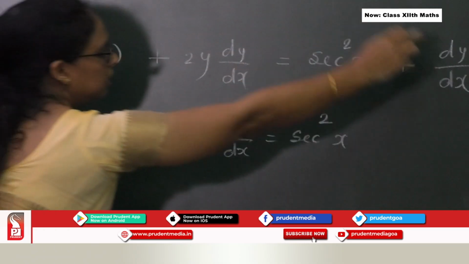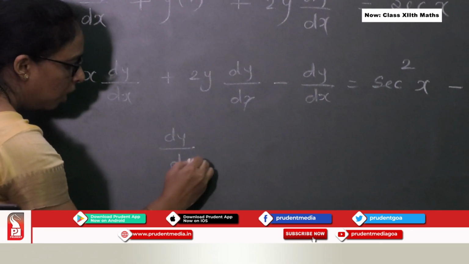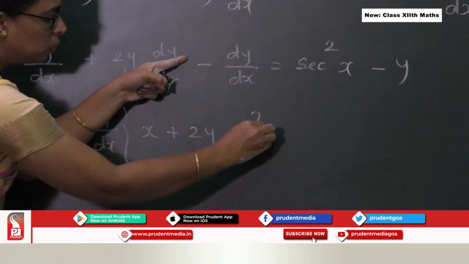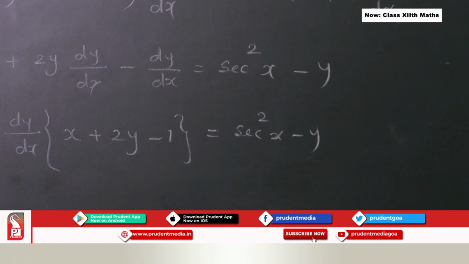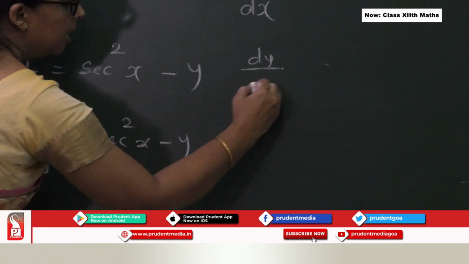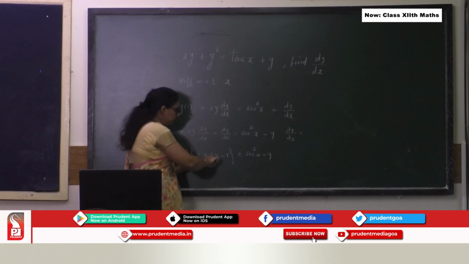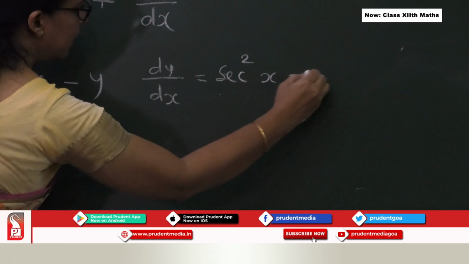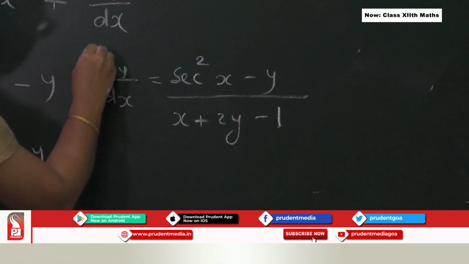So sec square x, and I have another term to transfer, minus y. Take all dy by dx factor together common outside the bracket. This will therefore leave x plus 2y minus 1 inside the bracket equal to sec square x minus y, and this will help me in framing my answer for dy by dx, which is asked. What I just have to do is shift this particular part. Where will it go? It will go in the denominator. So my value of dy by dx will be sec square x minus y divided by x plus 2y minus 1. That's it.